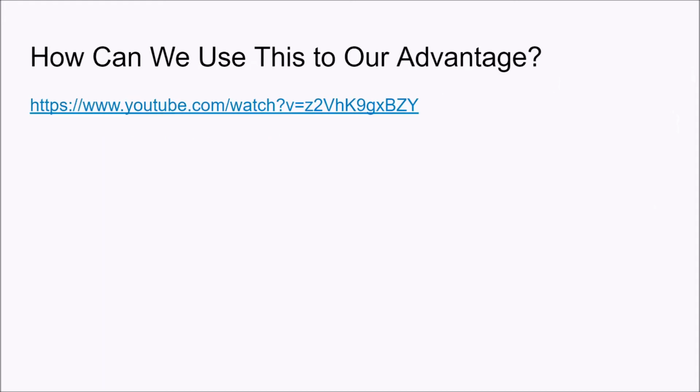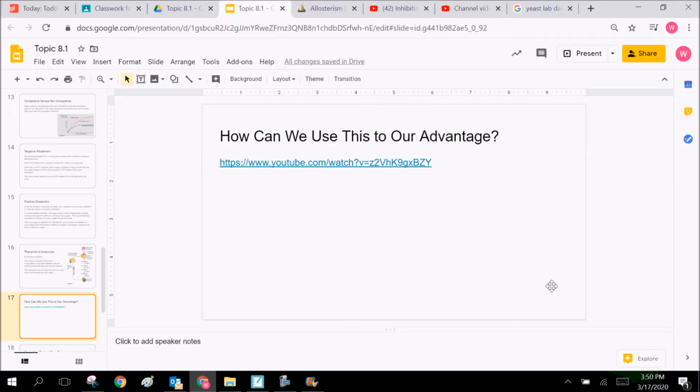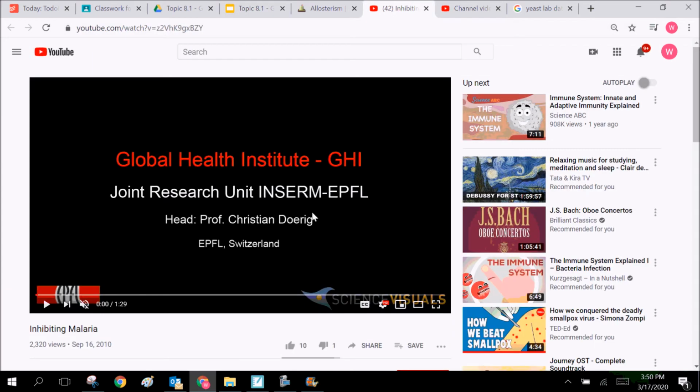Okay, so how can we use the knowledge of end product inhibition, or of inhibition at all, to our advantage? How can we use inhibition of enzymes to help? That's what I'm trying to ask. So let's go ahead and take a look at a cool example of this.